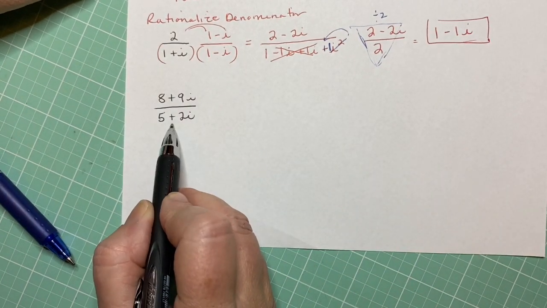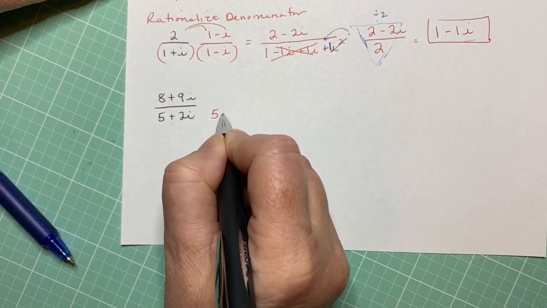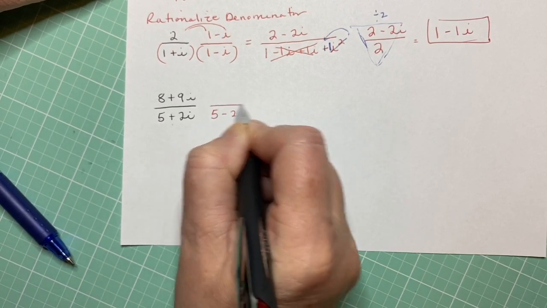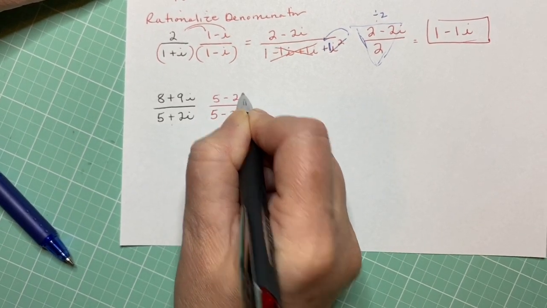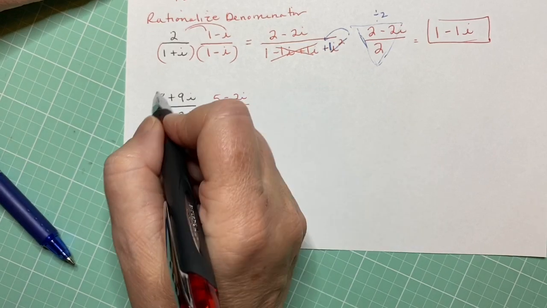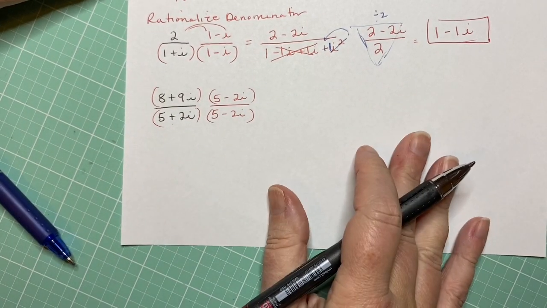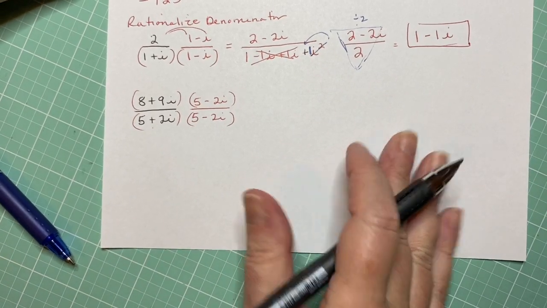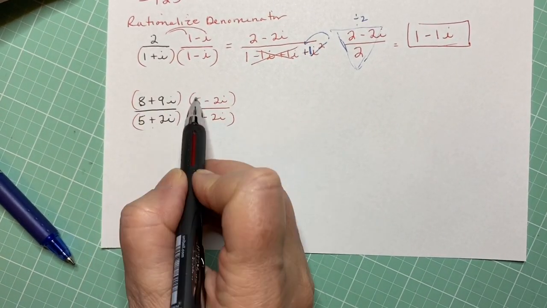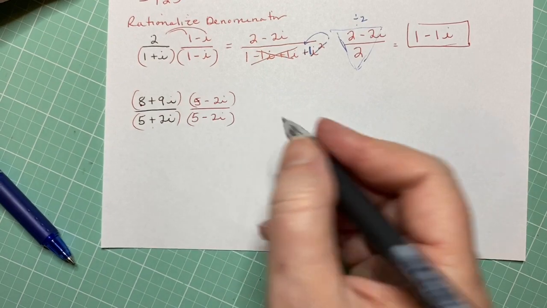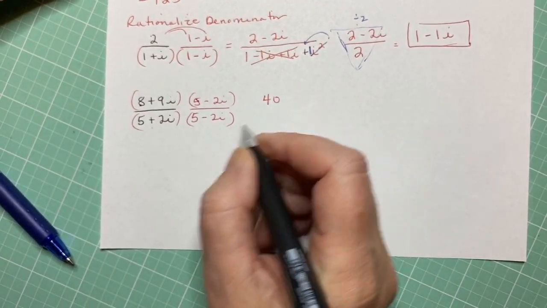Remember, it's the denominator you care about. So I'm going to do the opposite of this and make that a 5 minus 2i, and then do the same thing to the top, 5 minus 2i. But now do you see we have to FOIL the top and we have to FOIL the bottom. So we got a lot of multiplying to do here. So we're going to do the 8 times both things over here. So 8 times 5 is 40.